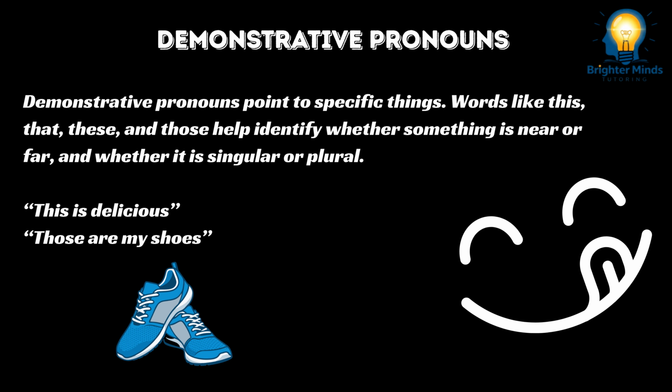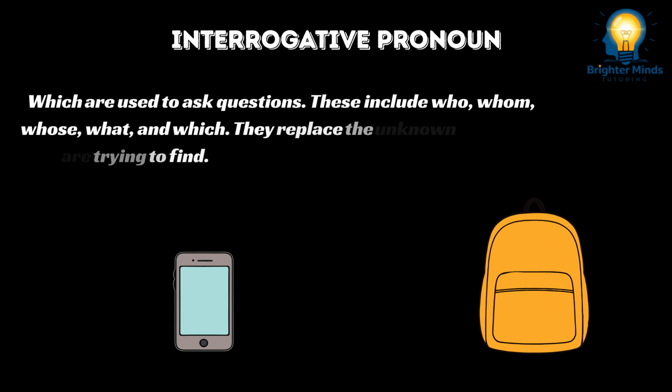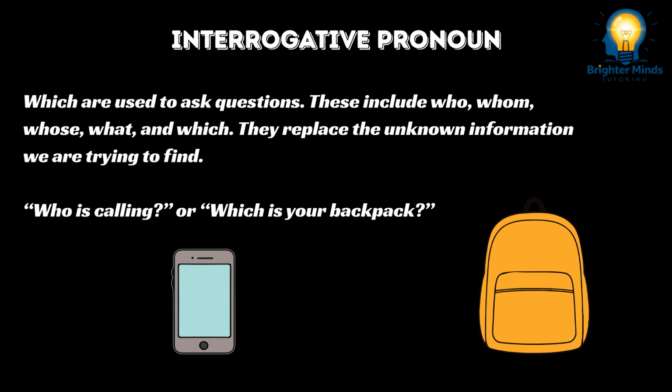We also use demonstrative pronouns to point to specific things. Words like this, that, these, and those help identify whether something is near or far, and whether it is singular or plural. For example, this is delicious refers to something close, while those are my shoes refers to something farther away.